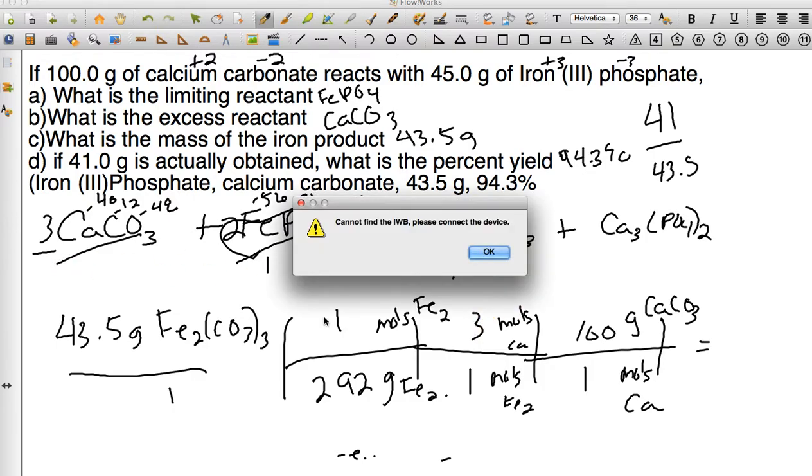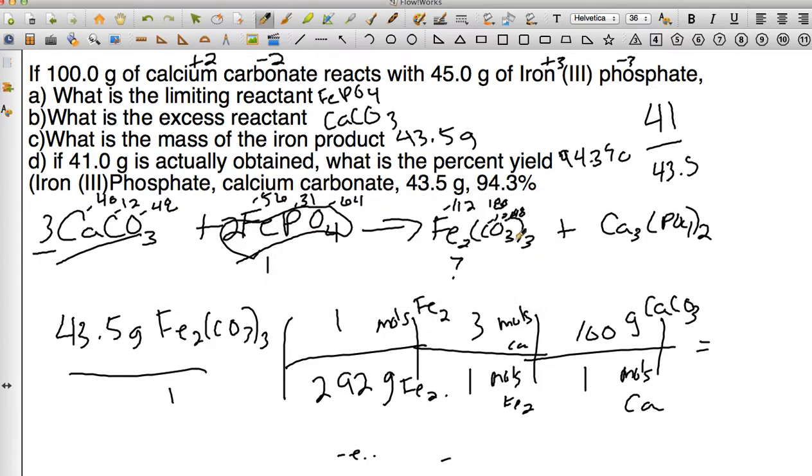So let's multiply everything on top. So 43.5 times the 3 times 100 divided by 292 tells me that 44.7 grams was used. That's a 4. Okay? This is how much was used of the calcium carbonate.